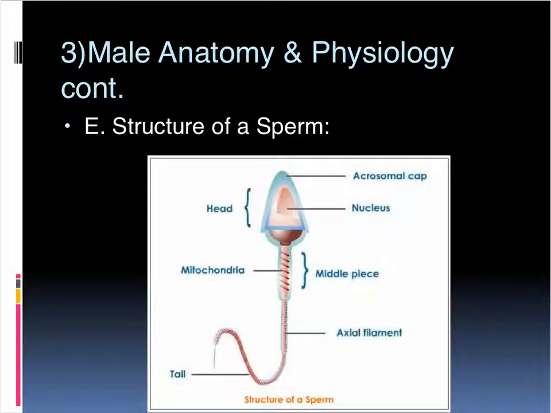Now let's go over the structure of a sperm. We have the head of the sperm and we have the acrosomal cap that will go through the actual egg. And inside the head we have the nucleus. The nucleus of the sperm contains 23 chromosomes. We have the mitochondria, and that's how it generates its energy for its trip, and then the tail.